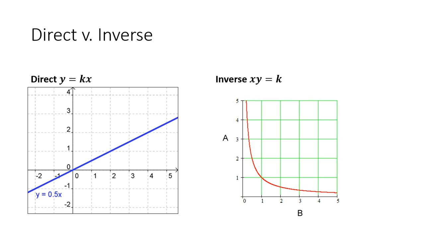Your inverse variation, on the other hand, is going to end up looking like the red graph on the right, where it starts at infinity and then it drops down and arcs down and goes off along the x-axis, approaching 0. And that's what it would be.